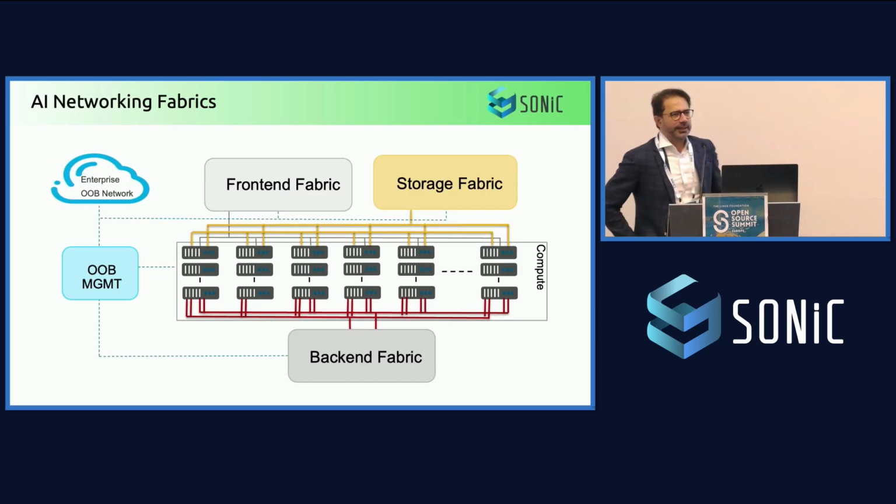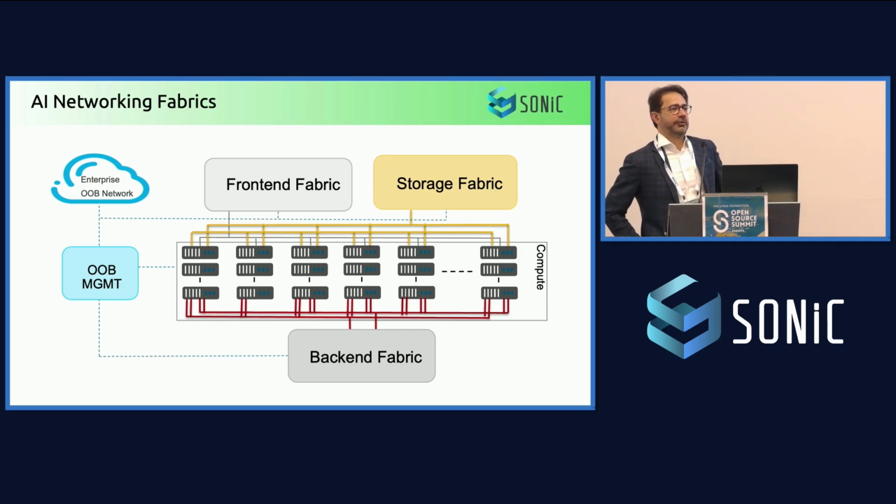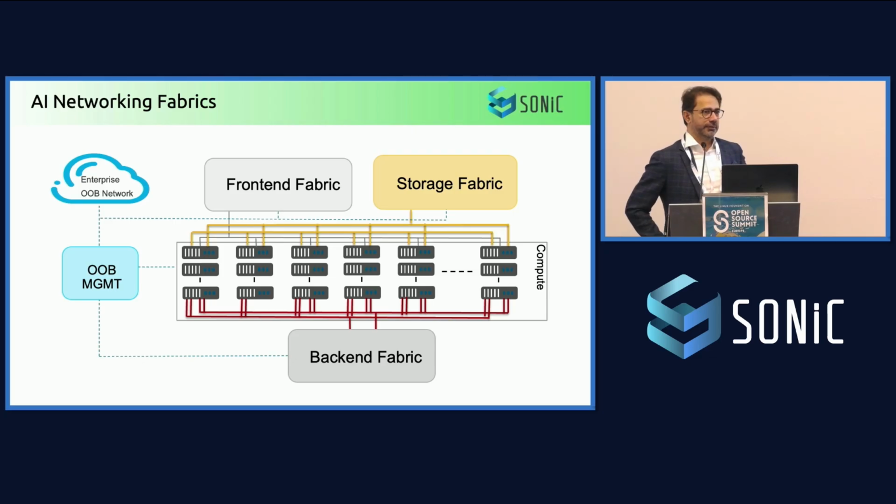So if you look at an AI network, there are 4 distinct networking fabrics. You can think of them as 4 different networks, right? Out-of-band management, well, everybody knows about it. SONiC already works there. Front-end fabric, that is our traditional data centers, right? SONiC is a very good player in our traditional data centers. It's been doing it for many, many years.